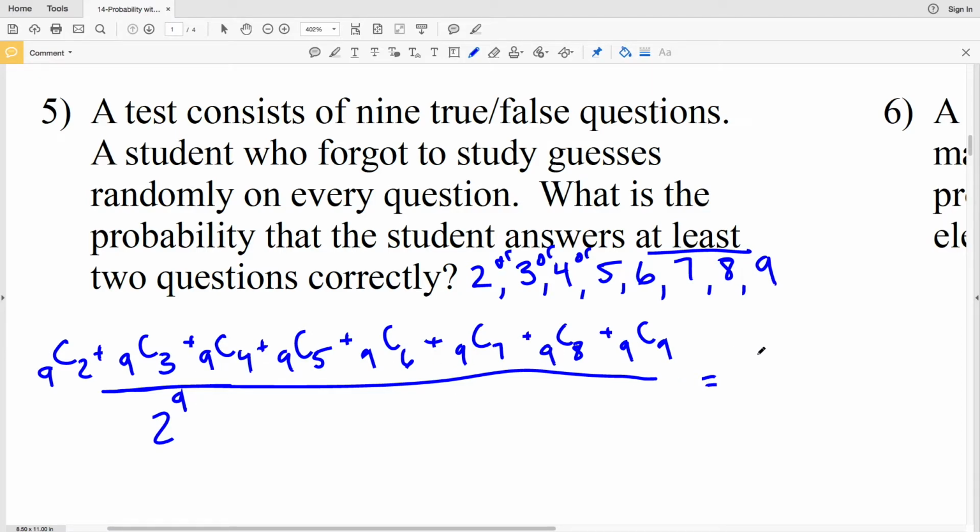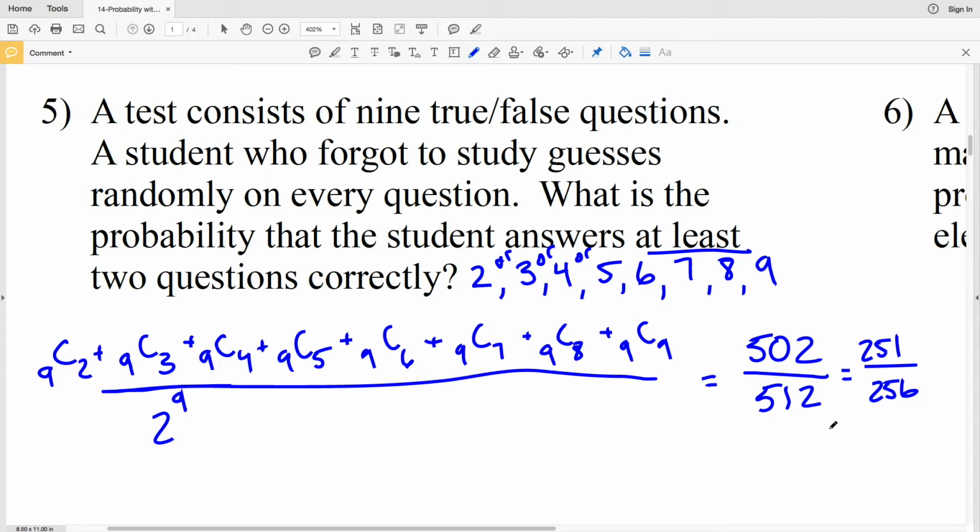Adding all of those combinations up, we will get 502. And that's out of 2 to the 9th different combinations, 512. So 502 different combinations of getting at least 2 answers correct over 512 possibilities of answering the test. We can simplify that fraction, dividing both by 2, into 251 all over 256.